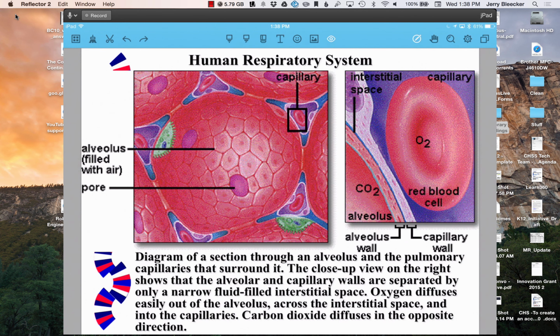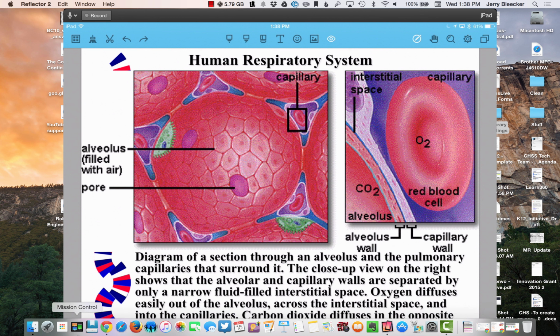Okay, at this point, I'm going to stop here because really we've covered the anatomical parts, and then we're going to look further at gas exchange coming up next.